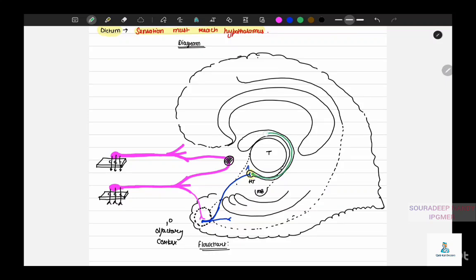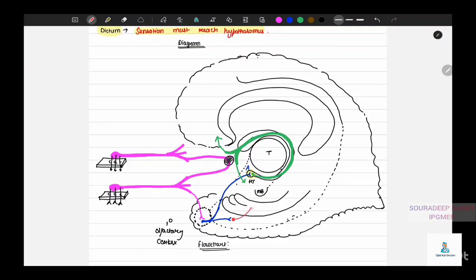It winds round lateral to the caudate nucleus, approaches the anterior commissure, and divides into two divisions. One goes to the septal area, which is the precommissural fiber. Another goes to the hypothalamus. So our dictum is clear that the sensation must go to the hypothalamus, so it has reached the hypothalamus.